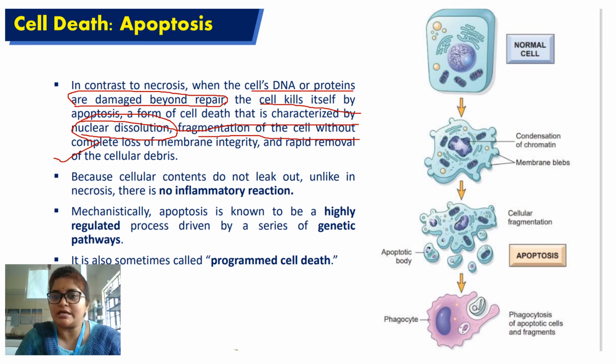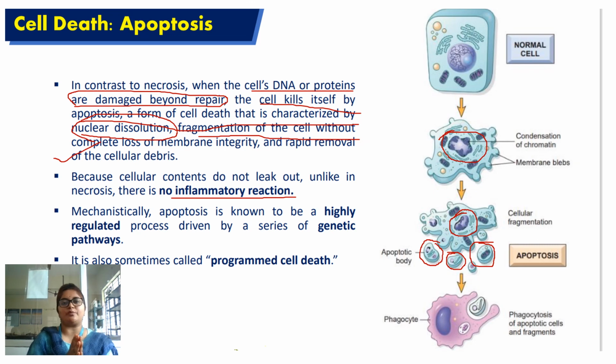So here if you can see, this is the nucleus that is present. By the time it comes to the next stage, it is dissolving the nucleus into small pieces, and here you see they are called apoptotic bodies. All these bodies are coming out because it is slowly degenerating. It is killing itself because it is not able to repair the DNA as well as the proteins present inside. Because cellular contents do not leak out, unlike in necrosis, there is no inflammatory reaction.